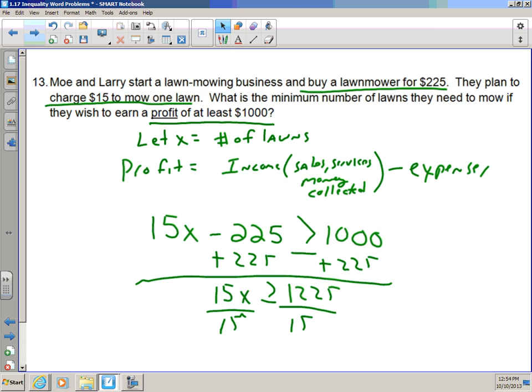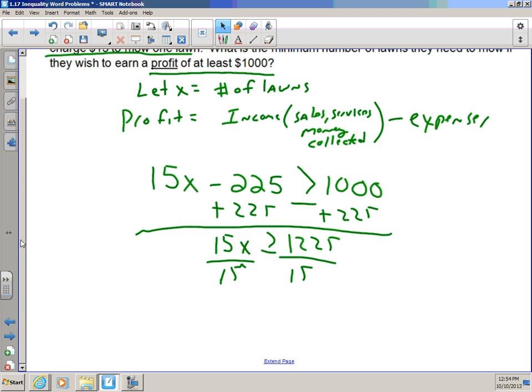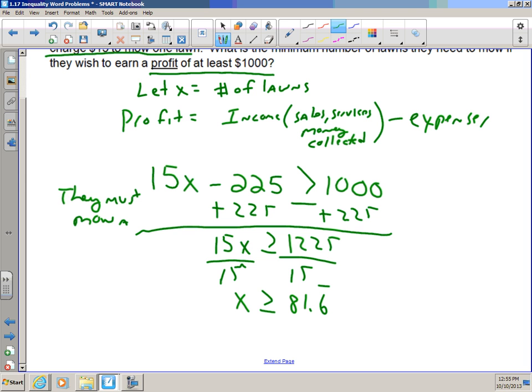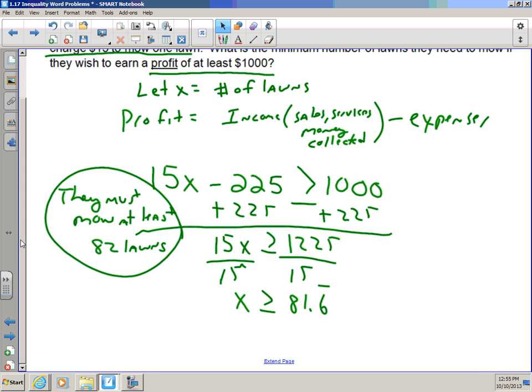Just give me a moment to move the board. And we get x is greater than or equal to 81.6 repeating. So, how many lawns must they do or mow to earn a profit? They must mow at least 82 lawns. Okay? If they do 81, they're going to be below. 82, they'll make a little bit of profit.